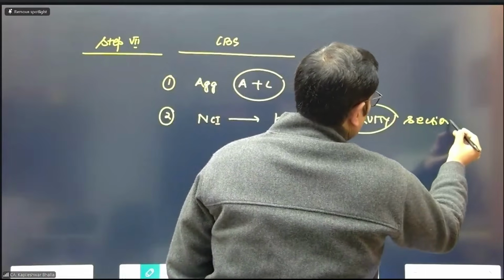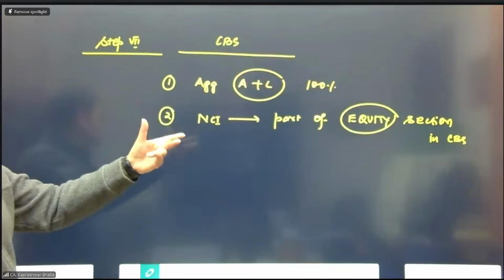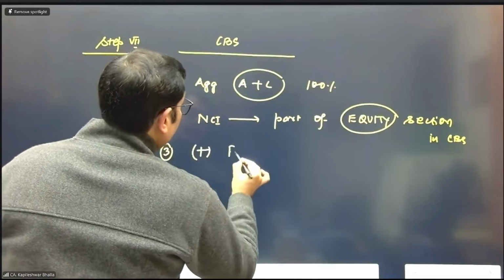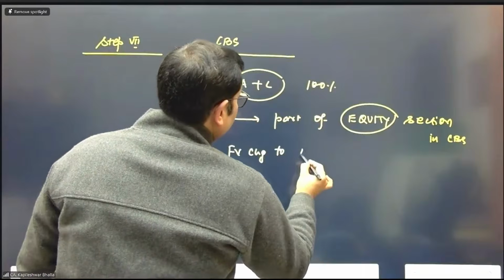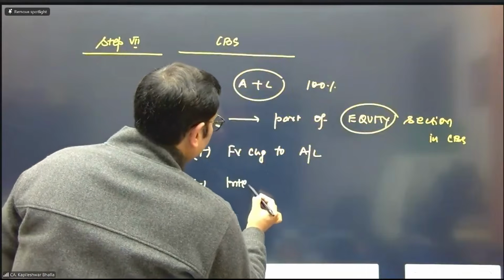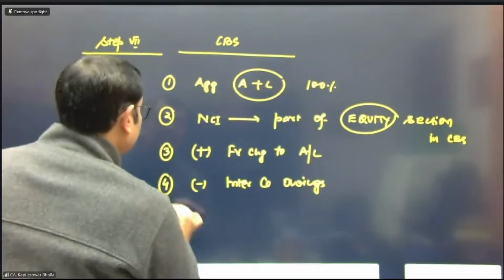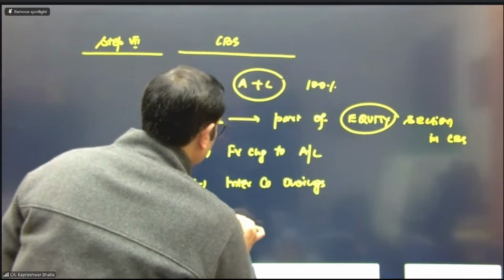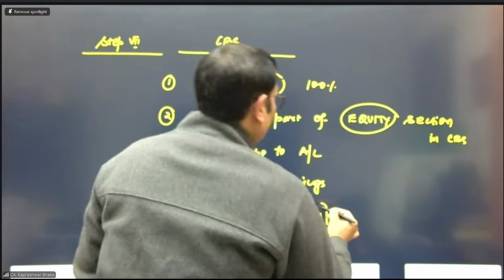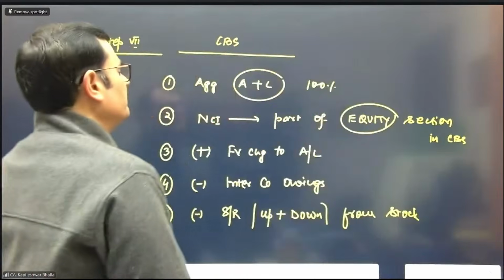So we need to show this as a part of the equity section in the consolidated balance sheet, because invariably this is something which we might forget. Then we also need to consider that we add the fair value changes to assets and liabilities. We also need to consider the elimination of intercompany owings. And we also need to reduce the stock reserve, whether it is upstream or downstream. It is to be reduced from the stock. So that is something more which we need to take care of.